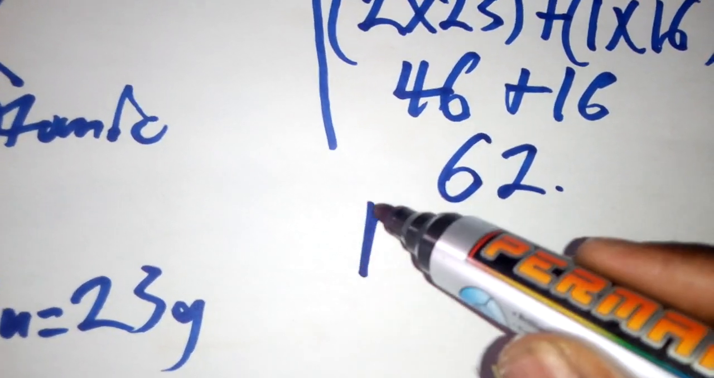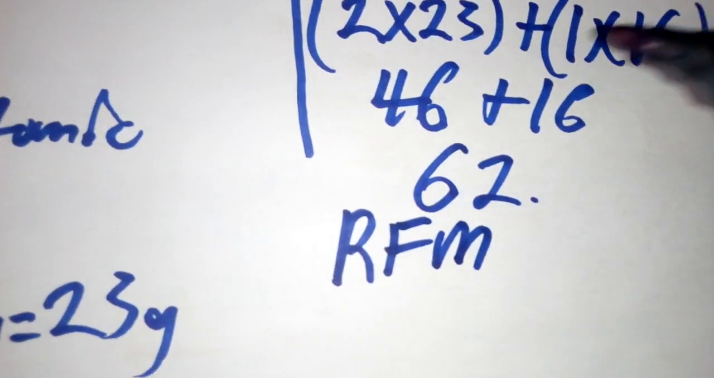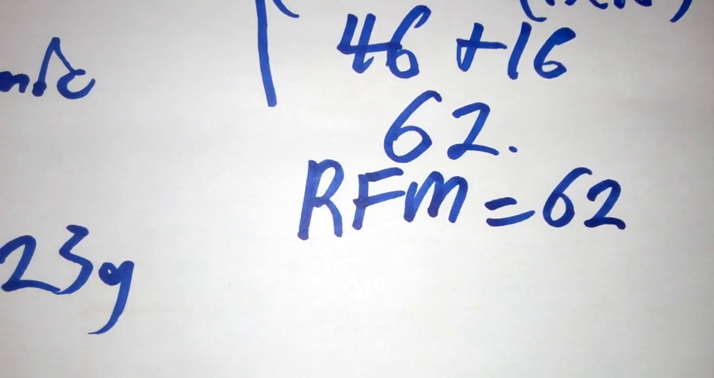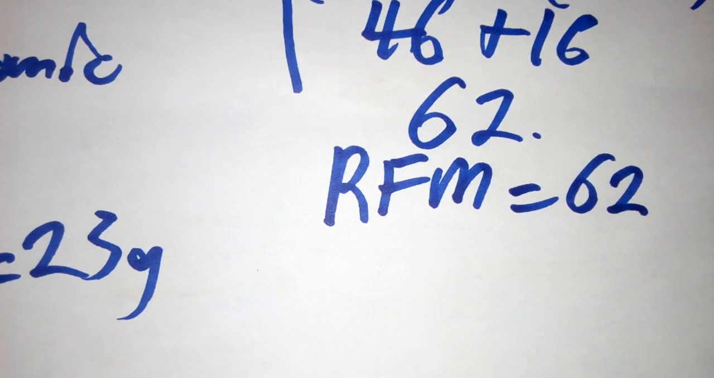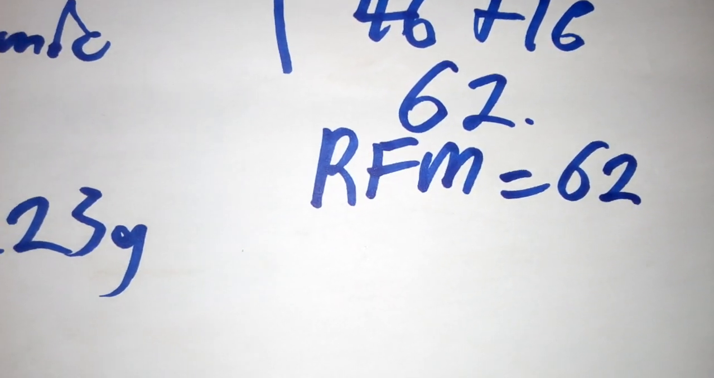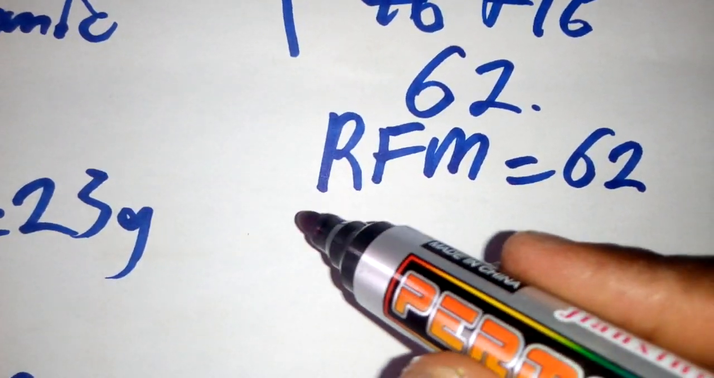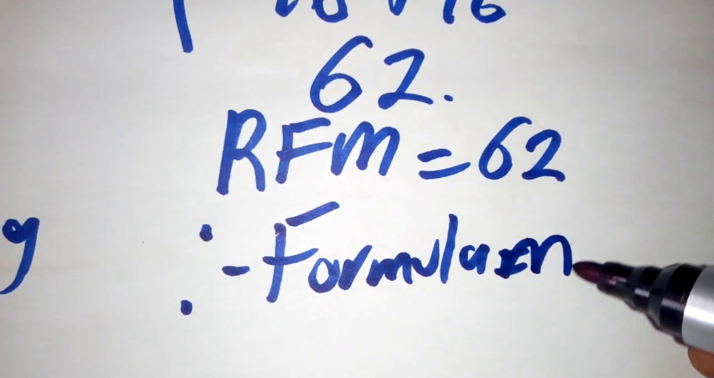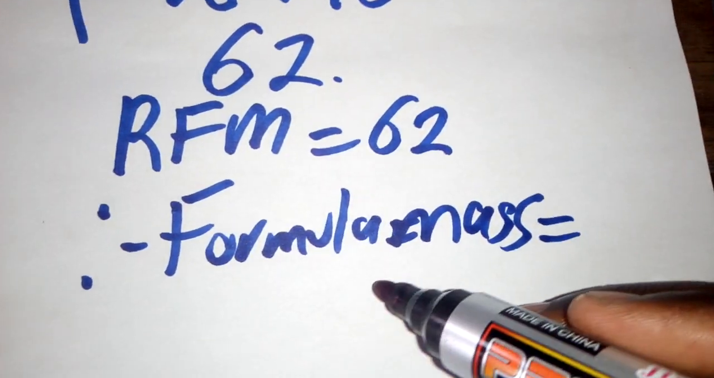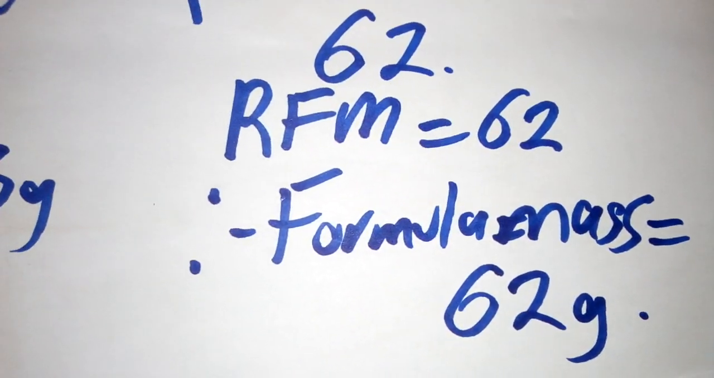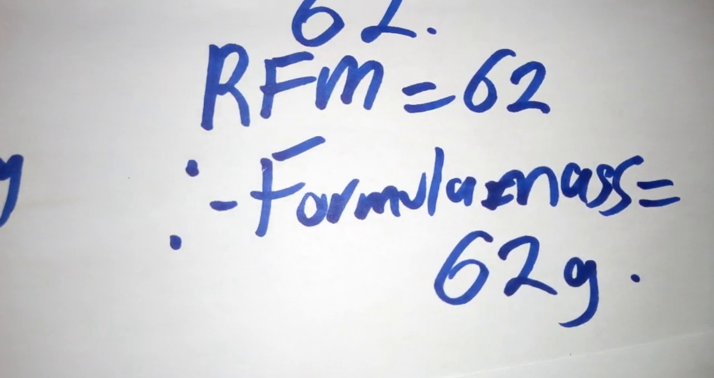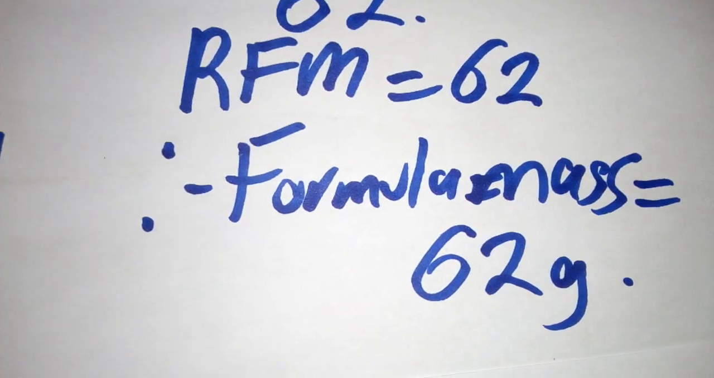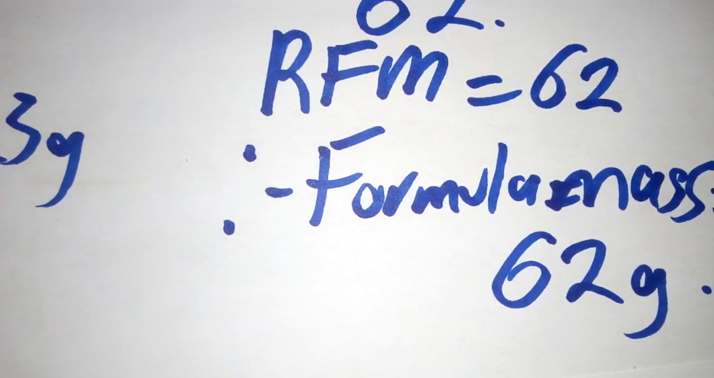But when I say relative formula mass, because it is a formula, it is going to be 62 without the units. Why? Because when I say relative formula mass, we don't put the units, because it is a ratio. Relative means it is a ratio. But you can also say formula mass, and formula mass is equal to 62 grams. Know that? Specifically, that's what we look at when they say find the mass of a given compound, or find the mass of a given element.